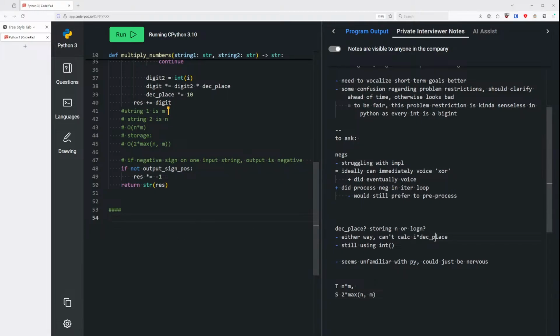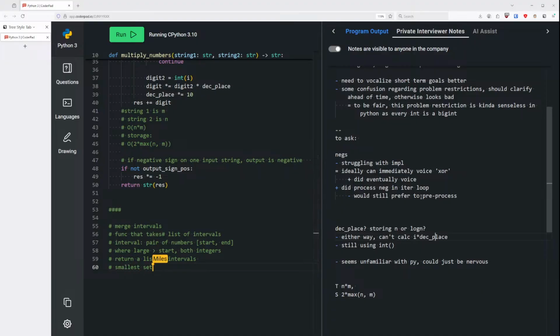Okay, and for this problem, it's called merge intervals, and how it's going to work is you are to implement a function, and it takes in a list of intervals. An interval is defined as a pair of numbers, a start and an end. It's going to be a smaller number and then a larger number, and they're all integers. And you have a list of these. Then you're going to return a list of intervals, where the list you return is the smallest set of intervals that contains all of the intervals before.